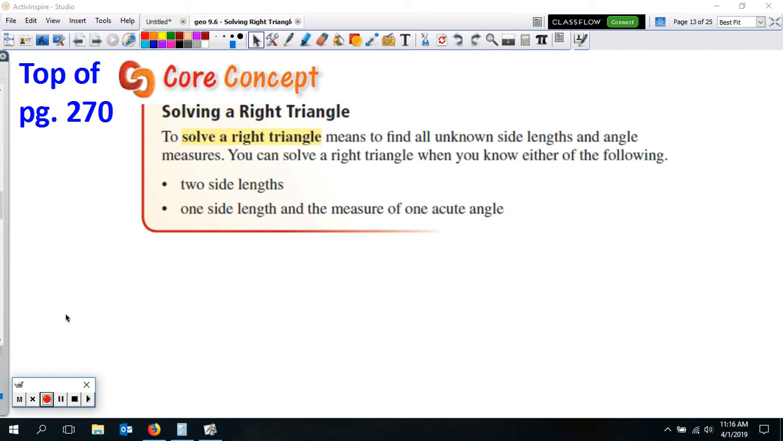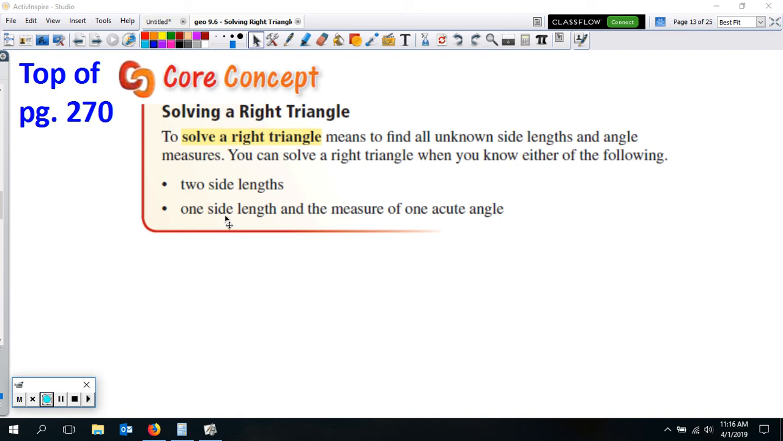It says you can solve a right triangle when you know either of the following. So specifically for a right triangle, if you know 2 side lengths, you could solve a right triangle because you could find the third side length with Pythagorean theorem, and then using the inverse trig ratios, you could find the other 2 acute angles. We also could solve a right triangle if we know 1 side length and the measure of one of those acute angles, because then we can get the other acute angle with just the triangle sum theorem, because they all add up to 180.